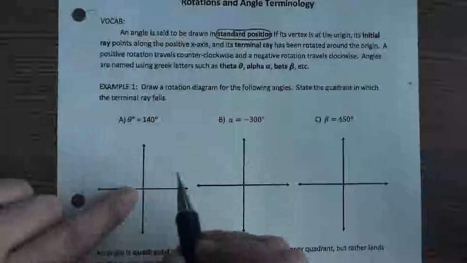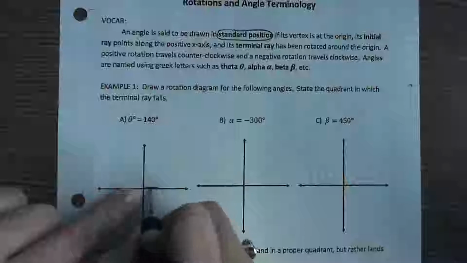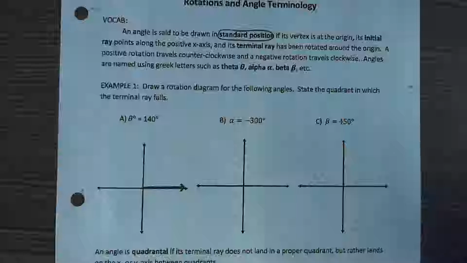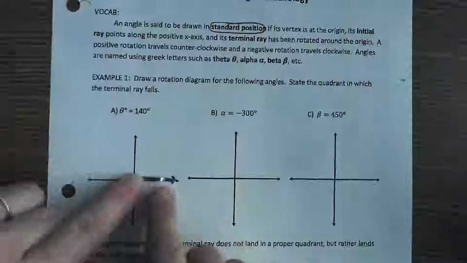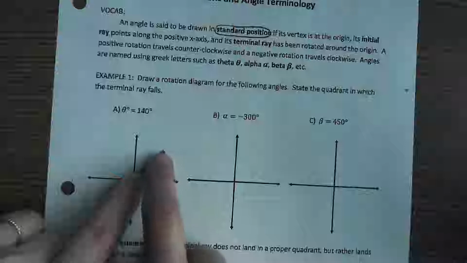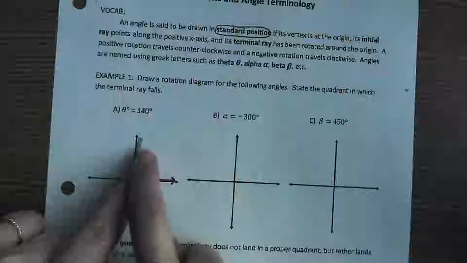So every angle you ever draw has an initial ray along the x-axis. I'm just going to straighten up if I can. Just need a straight something. And there's like a joint at the origin. And then you open it up in a counterclockwise direction until you get to 140.